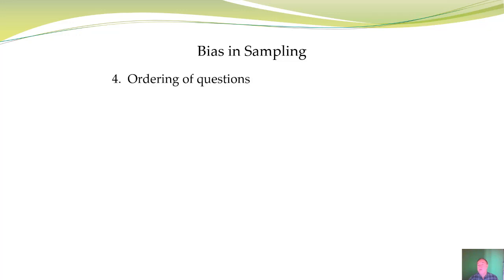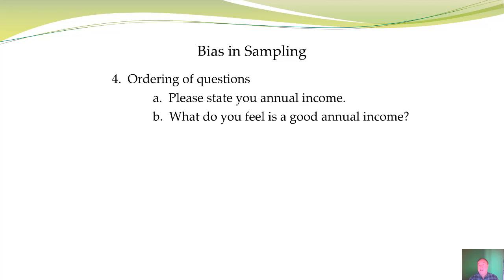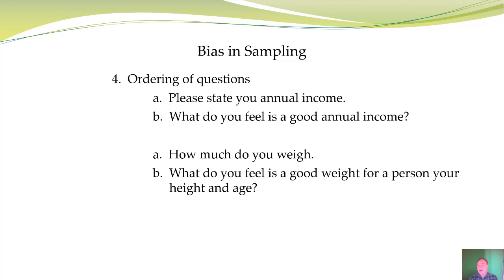Now fourth, ordering of questions is important on a survey. If I ask you, please state your annual income first, and then second I ask you, what do you feel is a good annual income? Now you might think, oh, I need to go back and adjust what I answered before. So if you switch this around to what do you feel is a good annual income, you might put that down, then please state your annual income. Well, you don't want to say you're doing poorly, you want to say you're doing good, so you say good.